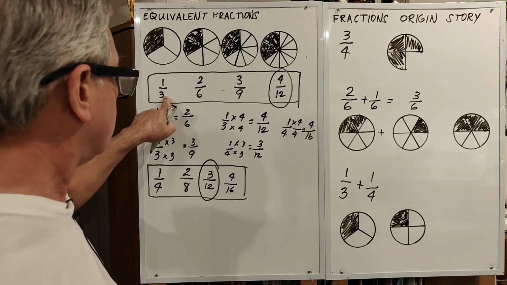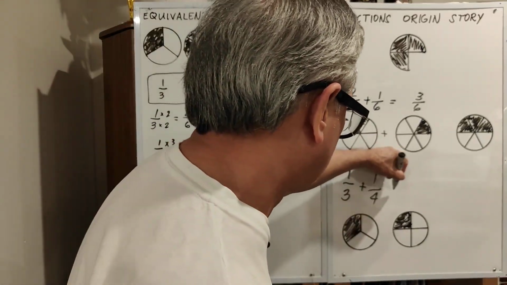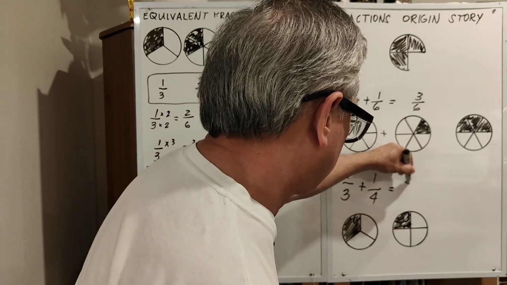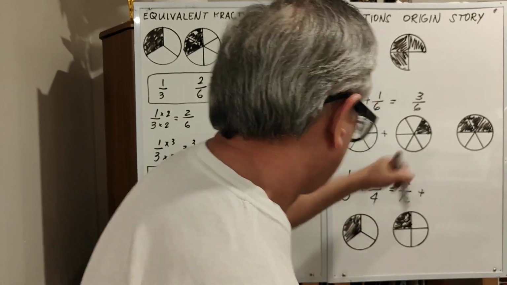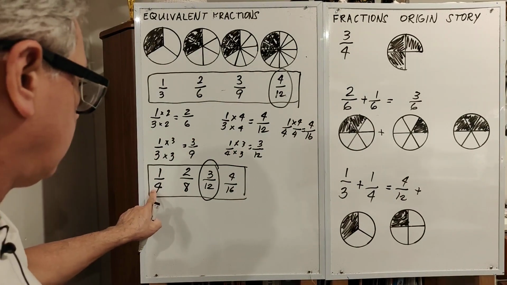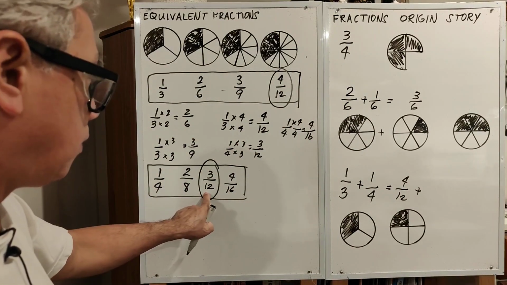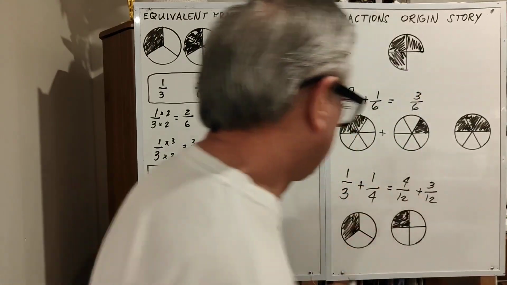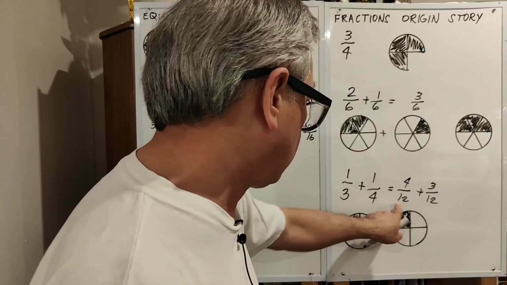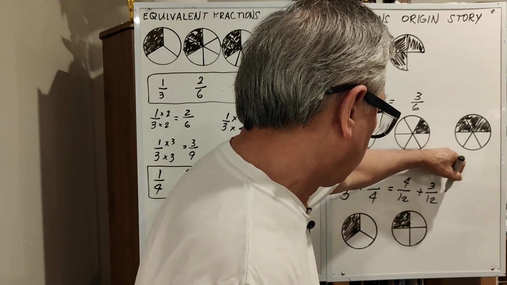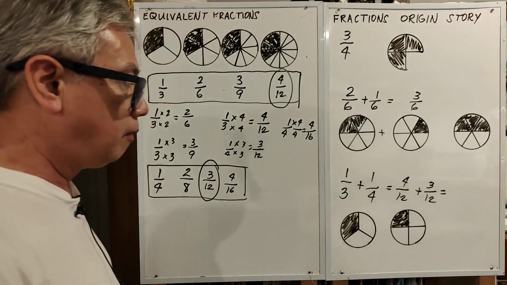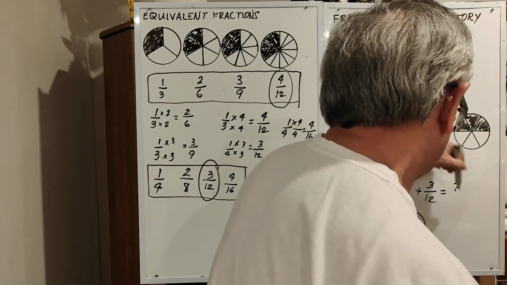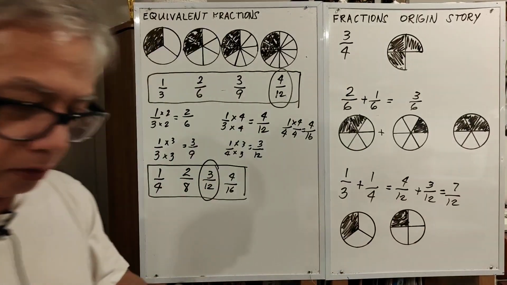So your 1/3 now becomes 4/12. And your 1/4 can be rewritten as 3/12. Now 1/3 becomes 4/12, 1/4 becomes 3/12. Since they have the same denominator, we can add 4 plus 3 is 7/12.